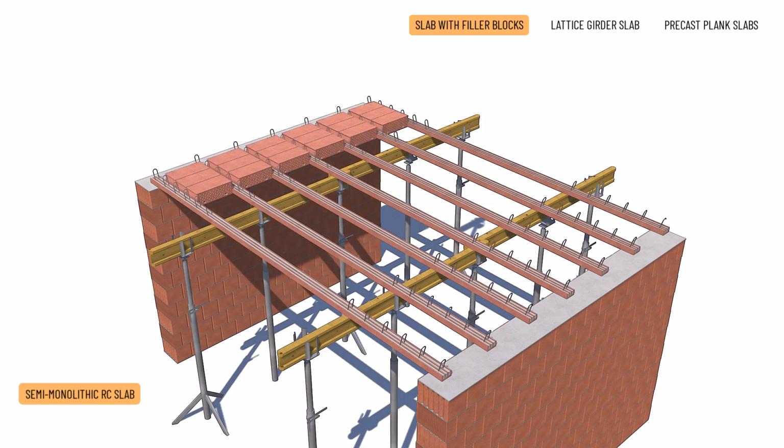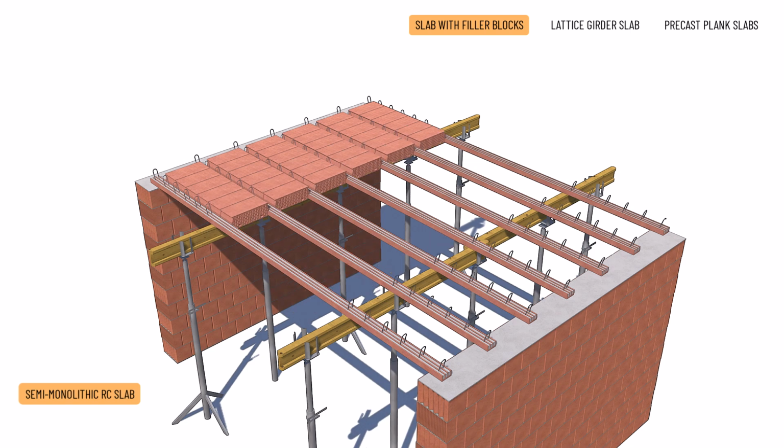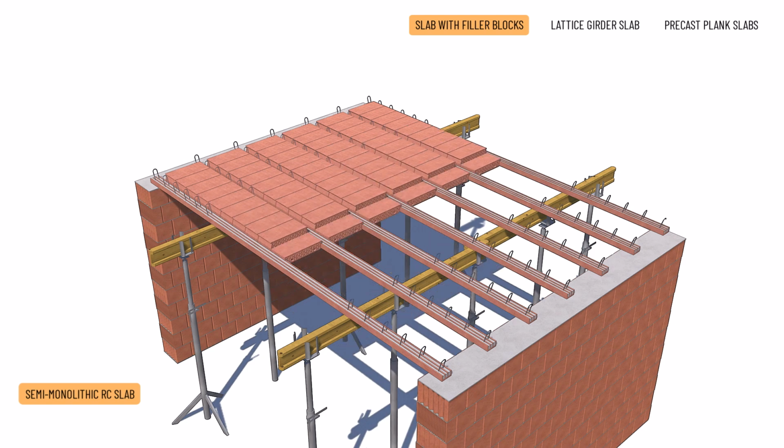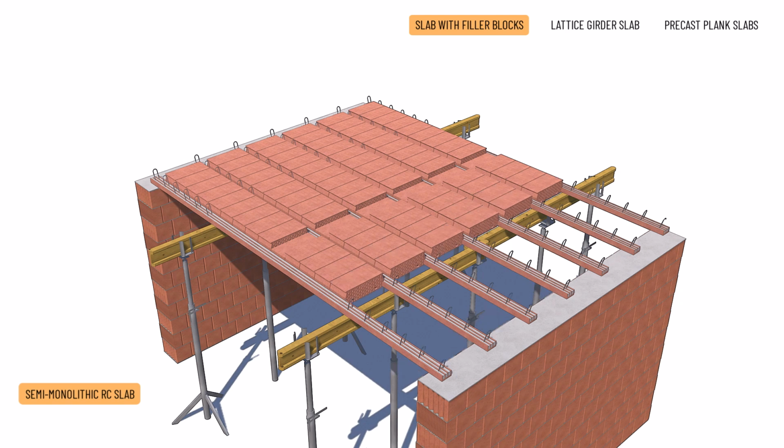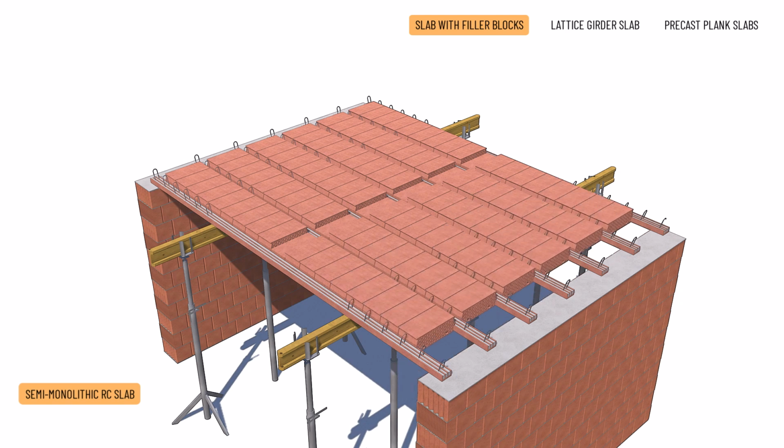The filler blocks are also designed with a lower height, 10 or 17 centimeters, providing more space for the in-situ monolithic reinforced concrete layer. They should be placed so that the joists receive the load equally on both sides, in rows perpendicular to the joists.